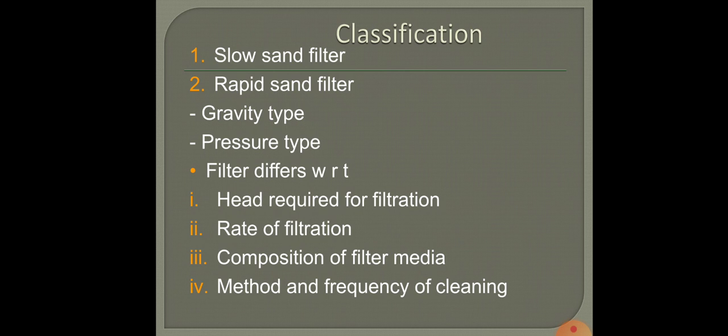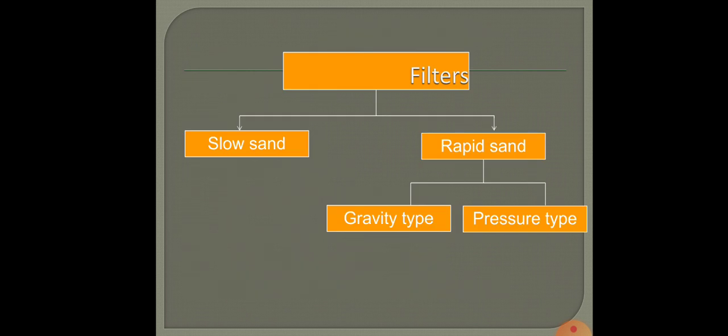Also, there are other ways, like the action that causes filtration, the pre-treatment or the absence of it for the water to be filtered, and the method of cleaning the filter beds, etc. There are various other factors which differentiate a slow sand filter from a rapid sand filter, like the head required for the filtration, the composition of the filter media, and the frequency of cleaning the filter media. Now, rapid sand filters are again classified into two types. They are gravity type filters and pressure type filters.